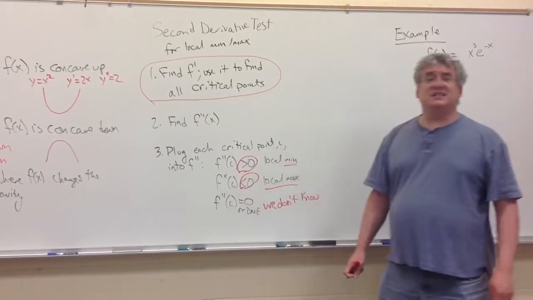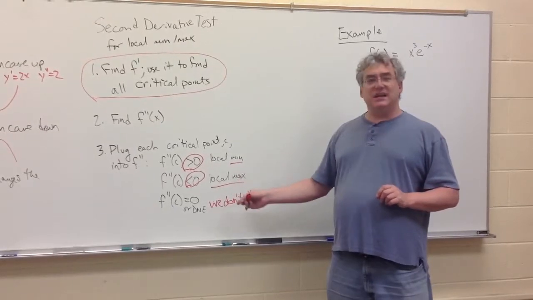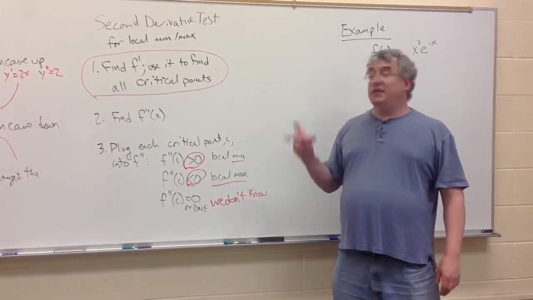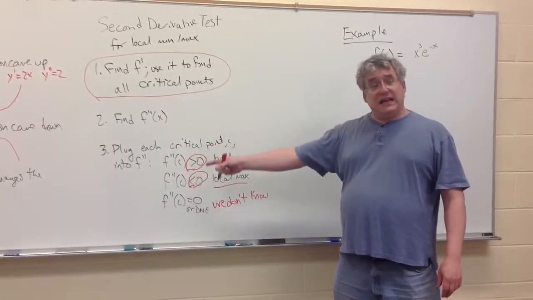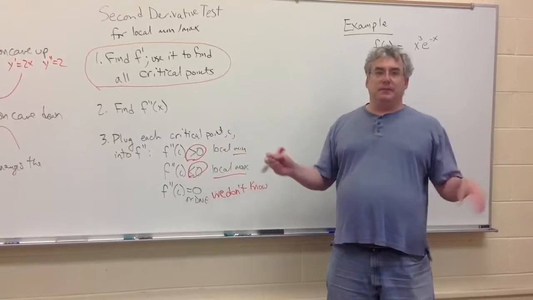The second derivative test is incomplete. It can't quite do everything. If you get a second derivative of 0, all that tells us is we're not sure, we better do something else. On the other hand, it's a lot easier for some kind of functions to take the second derivative than it is to make a number line.